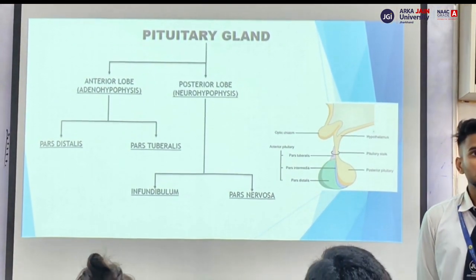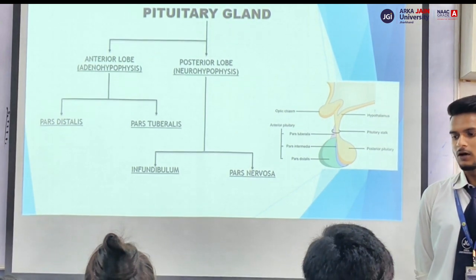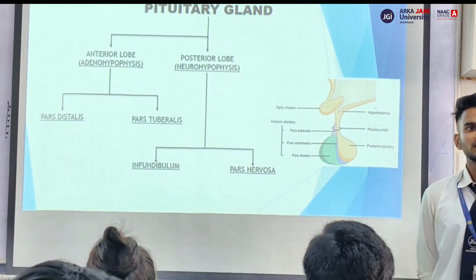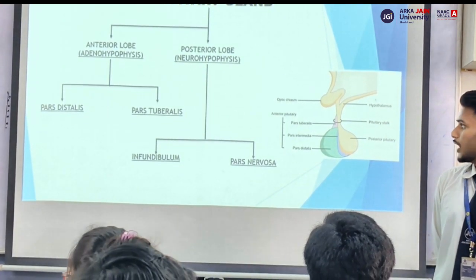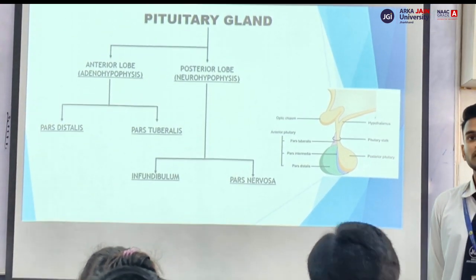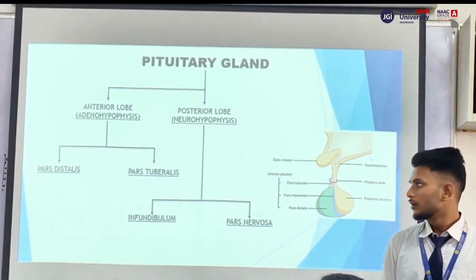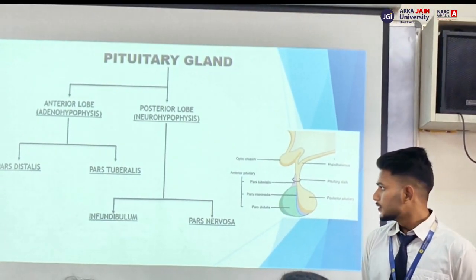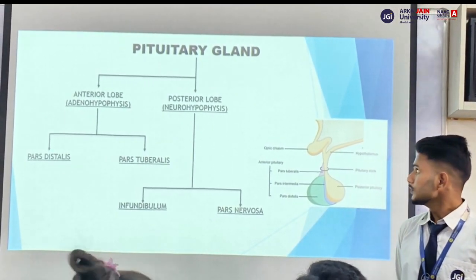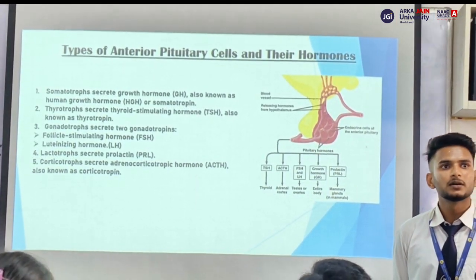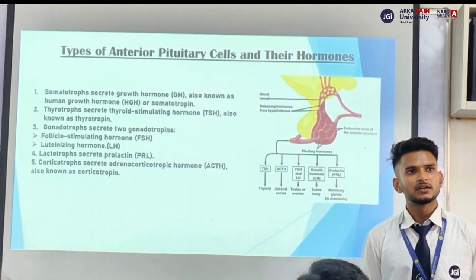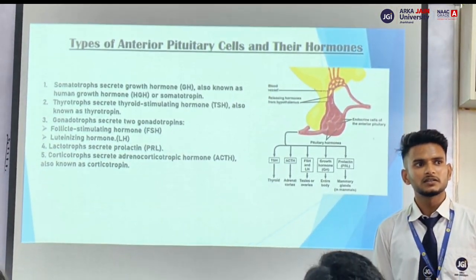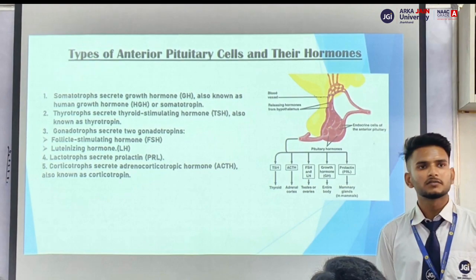The posterior lobe is also known as neurohypophysis. It is composed of neural tissue, and the posterior lobe is also divided into 2 parts: infundibulum and the pars nervosa. And the third region is pars intermedia, which itself migrates and disperses in the adjacent parts of the anterior lobe.